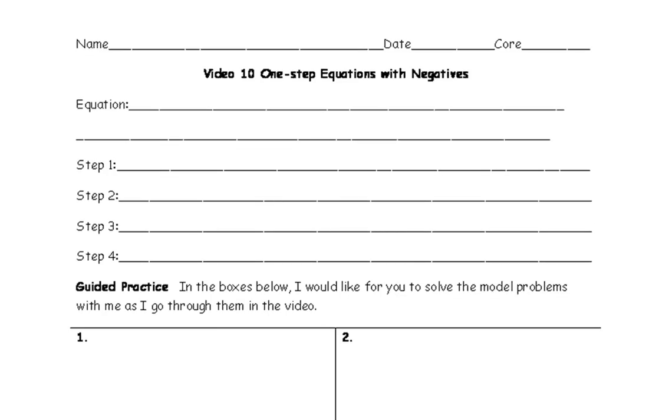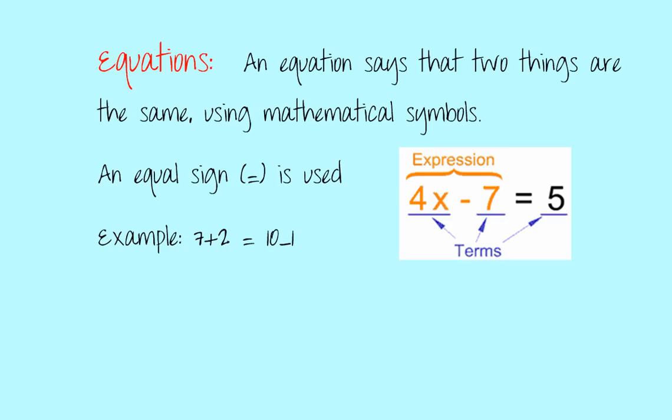So let's get started with the definition for equations. Here's the definition for equation. An equation says that two things are the same using a mathematical symbol. An equal sign is used. Example: 7 plus 2 equals 10 minus 1. That is an equation. Okay? An equation is made up of an expression. Here's the expression part, 4x minus 7, and then the equals 5.